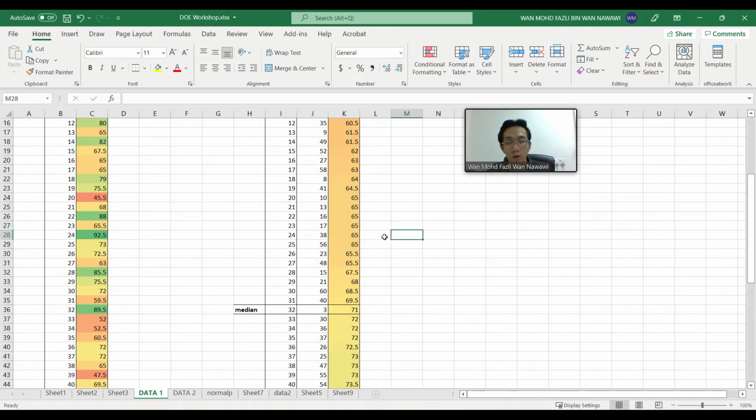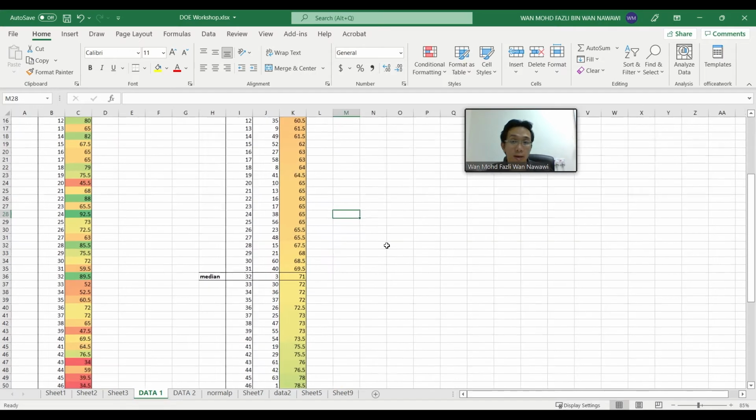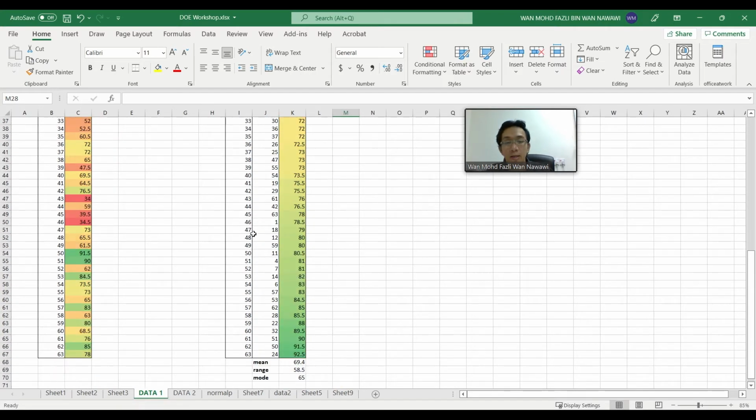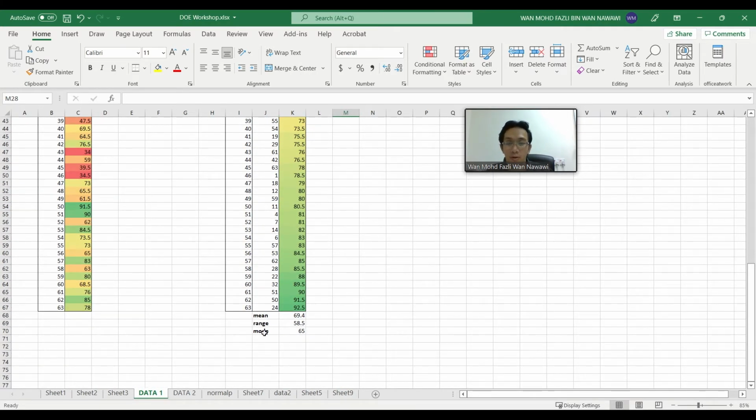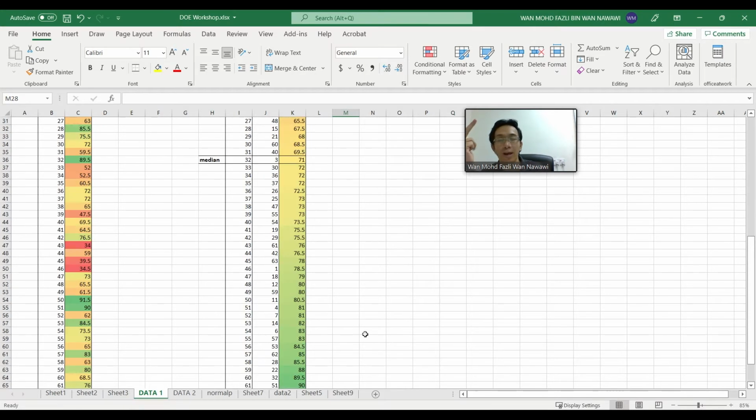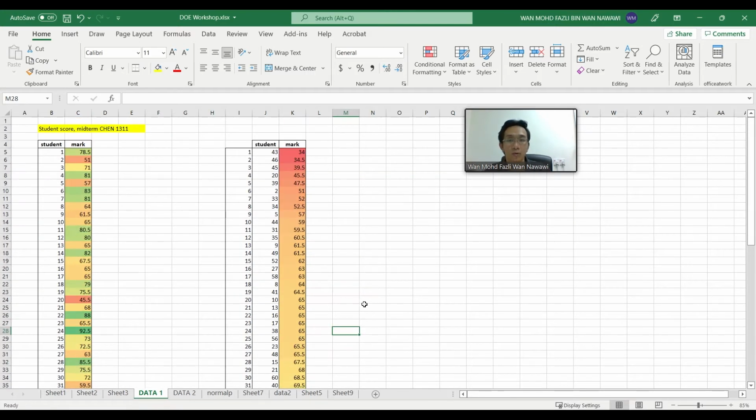Normally when you are in high school, this is the most common that you see: the median, the mean, the range, and the mode. This is where all statistics start, with these four things: mean, range, mode, and median. But the statistic that we are interested in starts with the mean. So now after we got that, we try to scatter this, to put this on the graph.